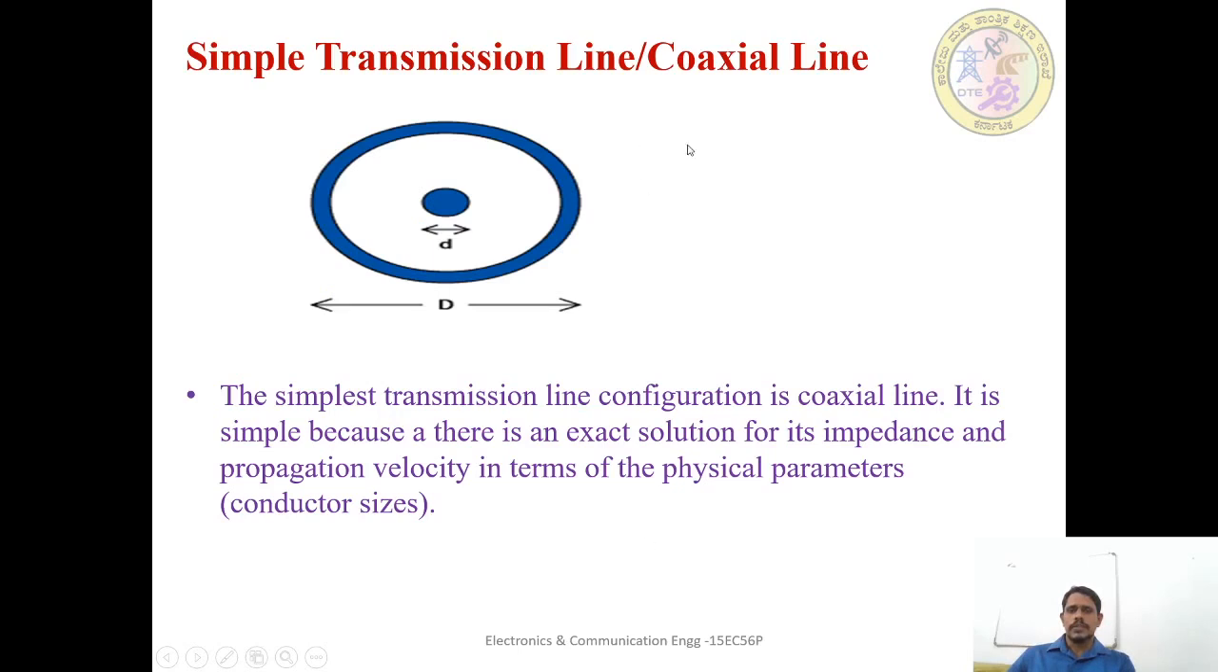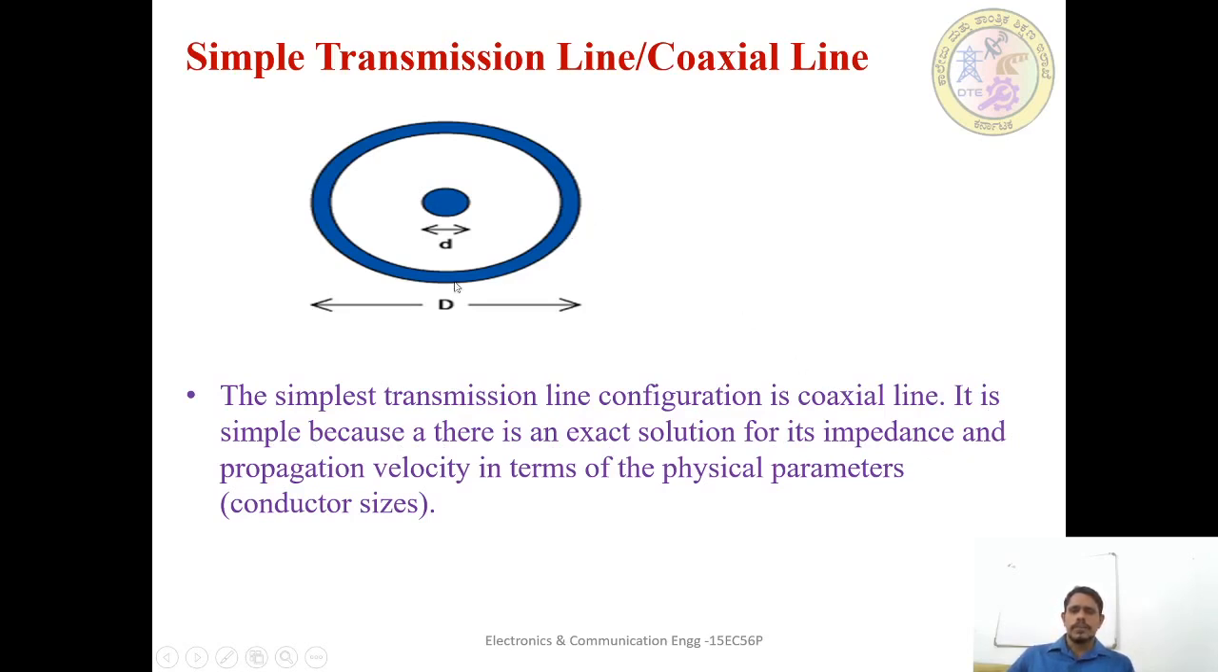A simple transmission line is a coaxial line or coaxial cable. The diagram shown here is the coaxial cable diagram. This outer diameter is connected to the outer shield, which is connected to the ground, and the inner conductor is the signal carrying conductor. The simplest transmission line configuration is a coaxial line. It is simple because there is an exact solution for its impedance.